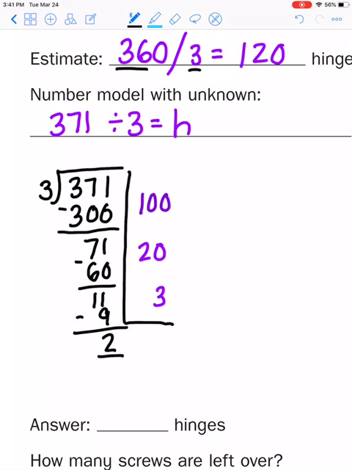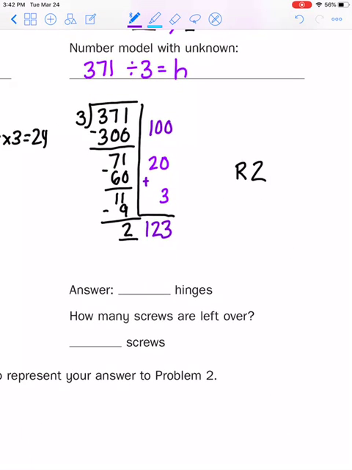Can I make another hinge? No, I only have 2 screws left, and I need 3 to make another complete hinge. So right away, I know that I'm going to have a remainder of 2. I'm going to have 2 screws left over that we're just not going to use. 100 plus 20 plus 3 is 123. So I can make 123 hinges, and I know that I have 2 screws left over.